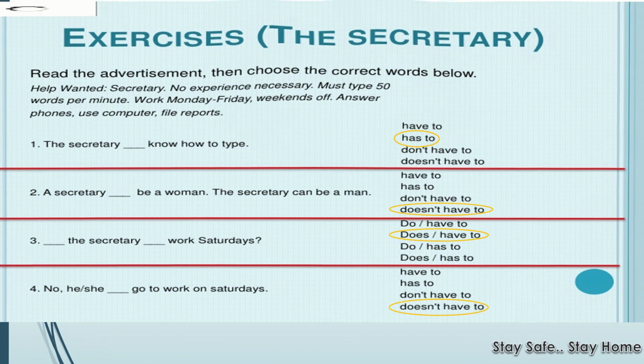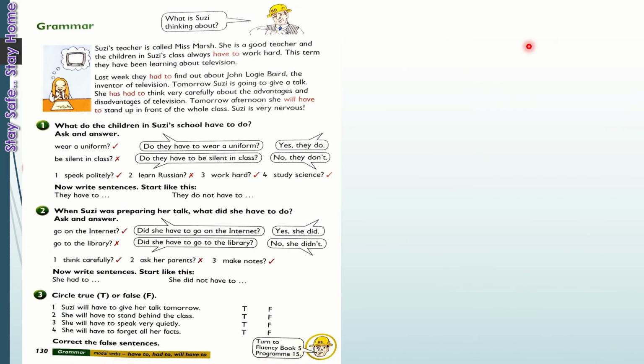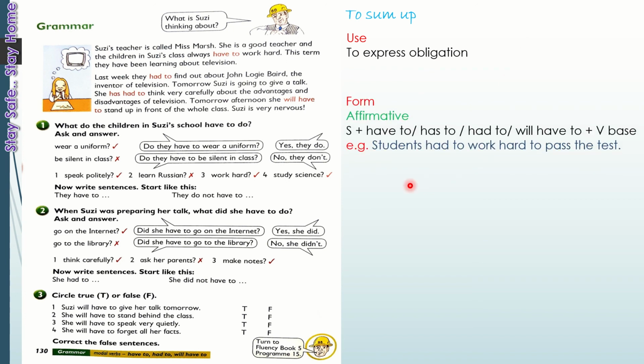And this is kind of our rule, guys. I need you to look at this page. I'm going to sum up or conclude our lesson, guys, by revising the rule together. As we said in the beginning, the use of it is to express obligation, something you are forced to do or something you're forced not to do. The form of it, the affirmative, we start with a subject, a noun or a pronoun, plus have to, has to, had to, will have to, plus verb base. Will have to is for the future. Had to is for the past. Has to and have to for the present, but it's plural and singular.